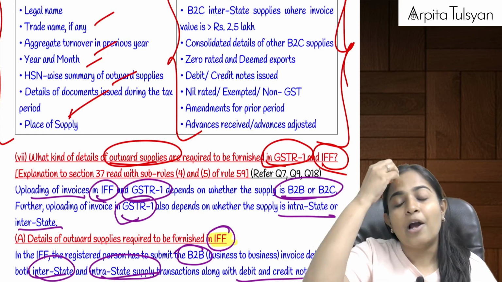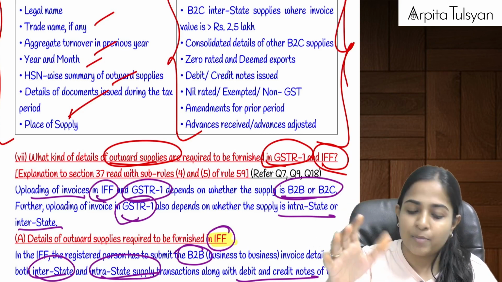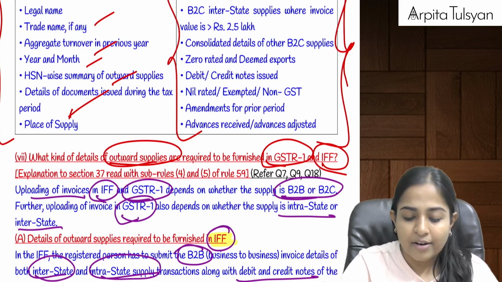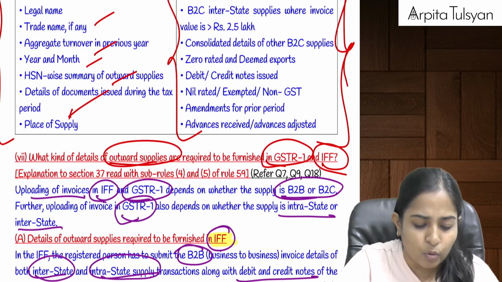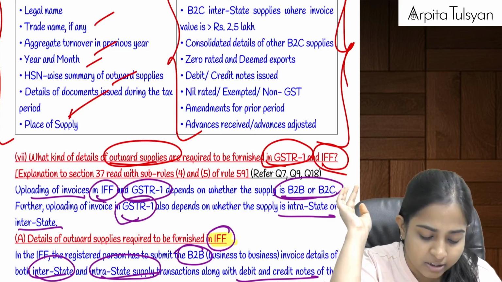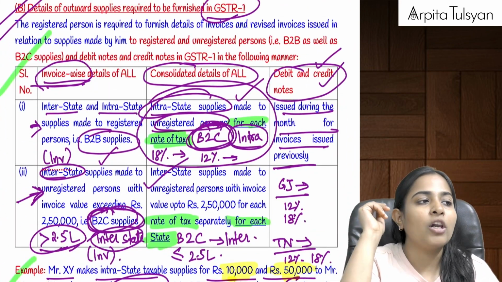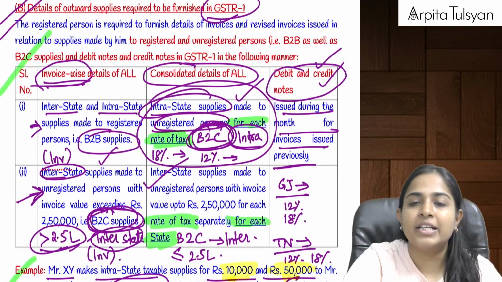Similarly, all the debit note and credit note details of B2B supplies are required to be submitted in the IFF. Once that is done, your IFF is over. Only this much is to be reported in IFF. The rest of the details you can put in your GSTR 1. Now, what all other details will go in your GSTR 1?